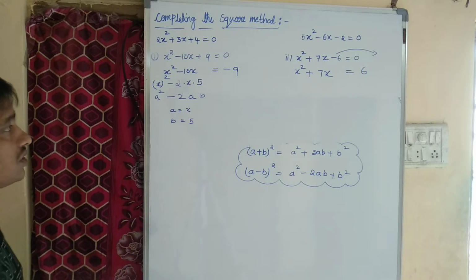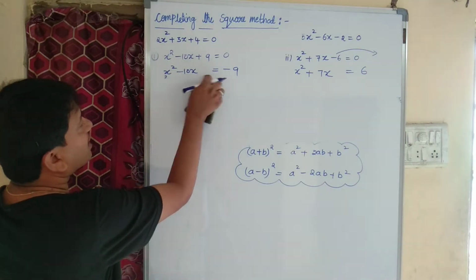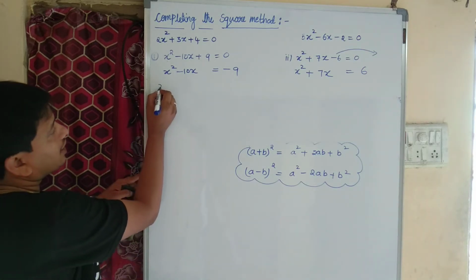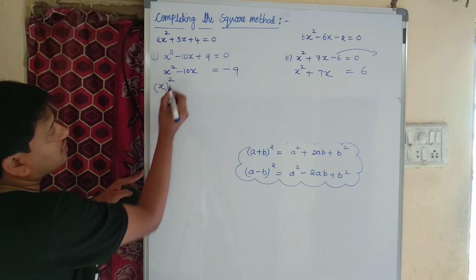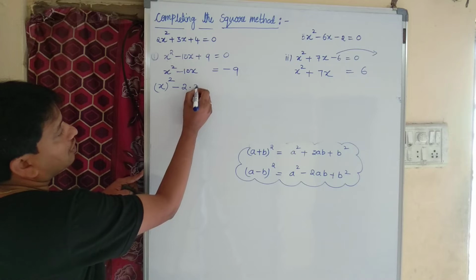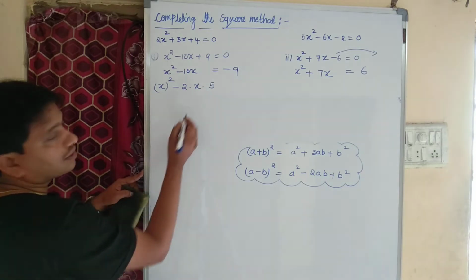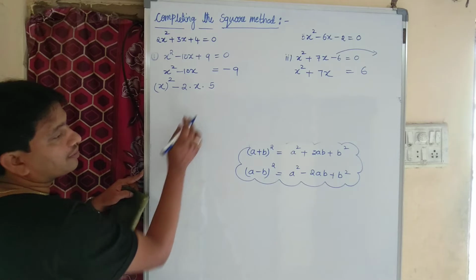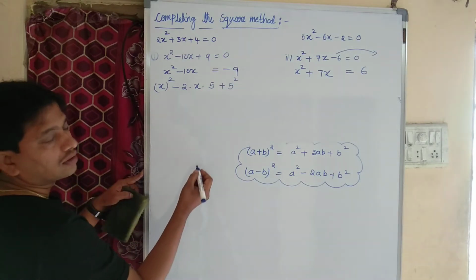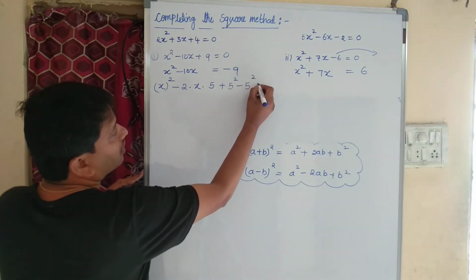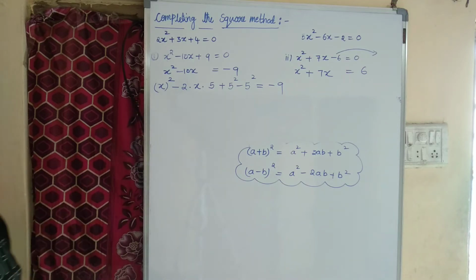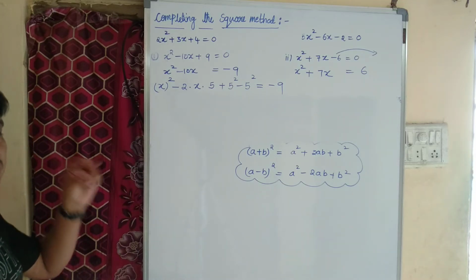Okay, think about it. So we have here x square minus 10x. I can write x square as x whole square, and this 10x I can write as minus 2 into x into 5, that is 2ab. As the value of b is 5 here, once I add, at the same time I need to subtract, which is equal to minus 9. That is our most important step. Once you understand this step, everything is easy.